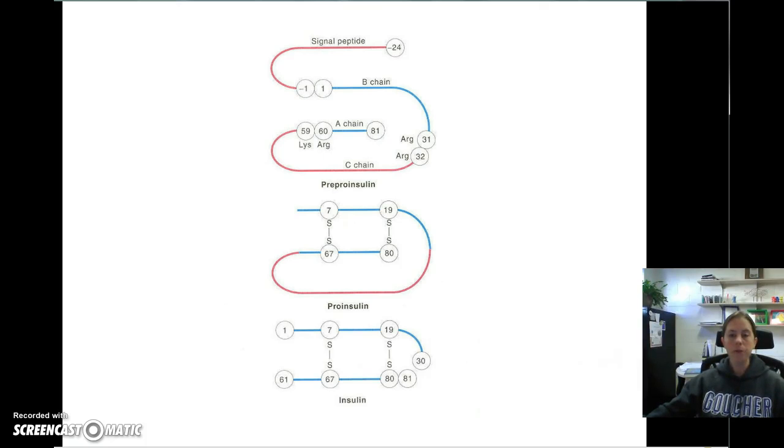All right, so to form insulin, the mature insulin molecule that is secreted, you then need to cleave off this C chain to form insulin. And so there are enzymes in the Golgi that recognize these basic amino acids next to each other, arginine and arginine, lysine and arginine, and that enzyme recognizes those and cleaves off the C chain from proinsulin to form mature insulin, and this occurs in the Golgi.